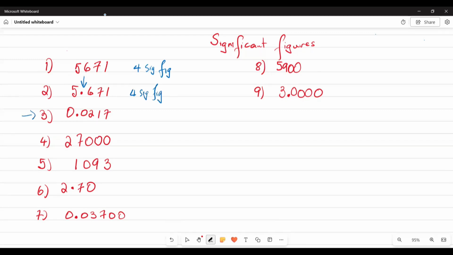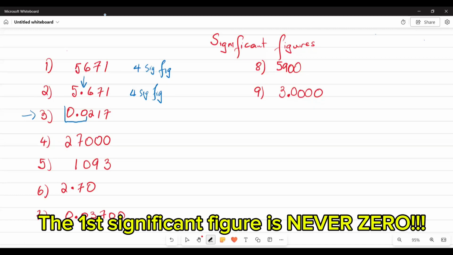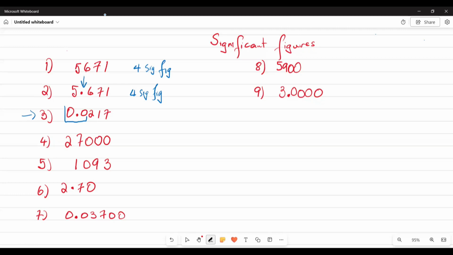Now, for number 3, though, we have to pay attention because the first significant figure can never be a 0. So zeros at the front are what we call leading zeros. They are never significant. So the first significant figure is number 2, second, and third. So we're only looking at 3 significant figures here. Please bear in mind that zeros are never the first. All right. So the first significant figure at number 3 is number 2. All right. Let's take a look at number 4.